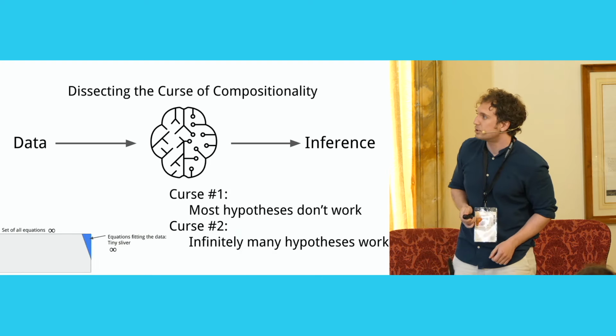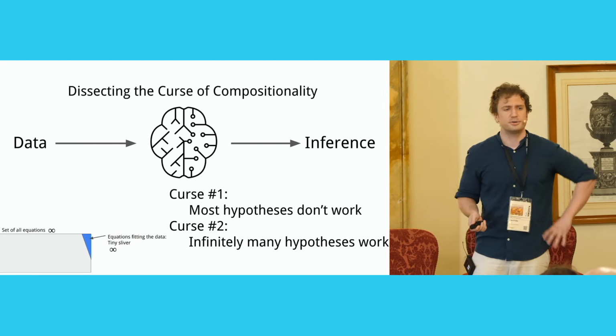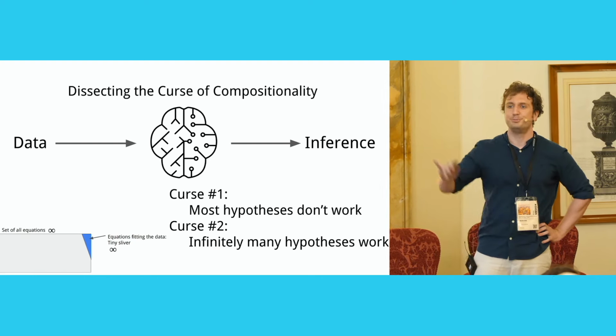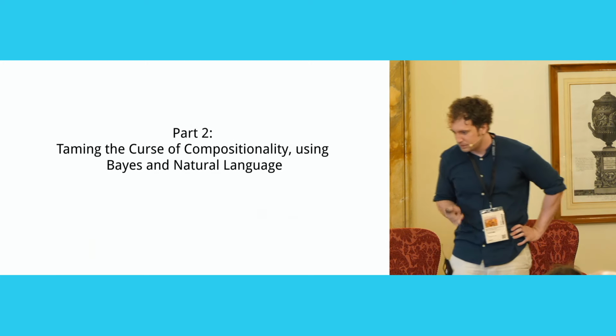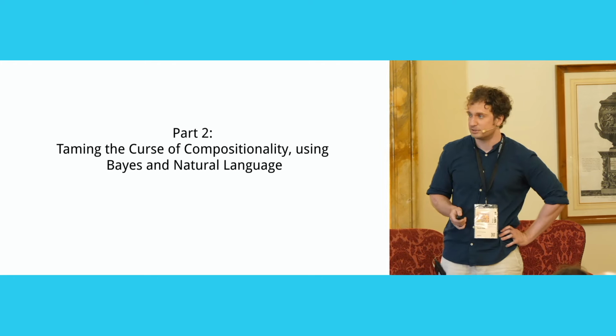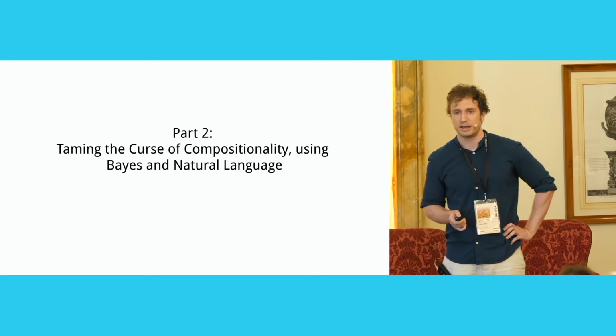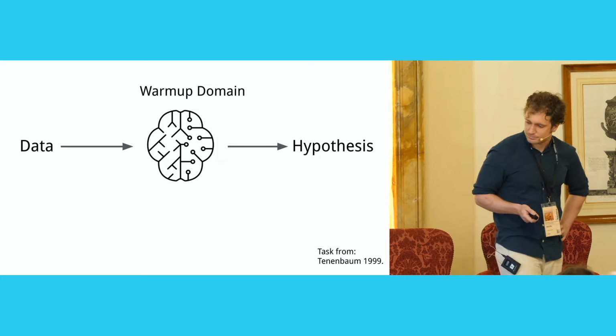So really, there are two curses here. One is that most hypotheses don't work. They don't fit the data. And the other is, paradoxically, too many hypotheses work. Both of these things are true, and these are both of our curses. So we're going to try and address these issues. We're going to try and tame these curses using a combination of natural language and Bayesian reasoning.